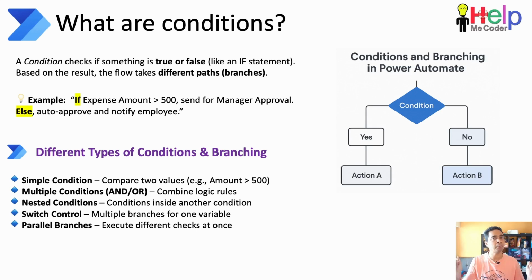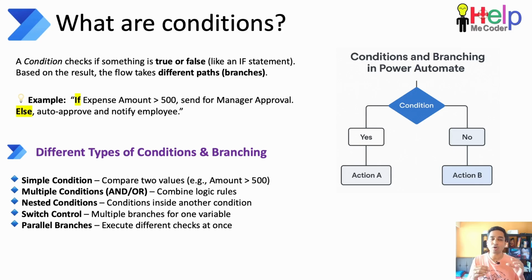So there are two different paths, but our condition is what? Condition is amount greater than 500. We will see how we do these conditions later in the demo. There can be different types of conditions and branching. There can be simple conditions that we just discussed. There can be multiple conditions, which is that you want to combine two different conditions together.